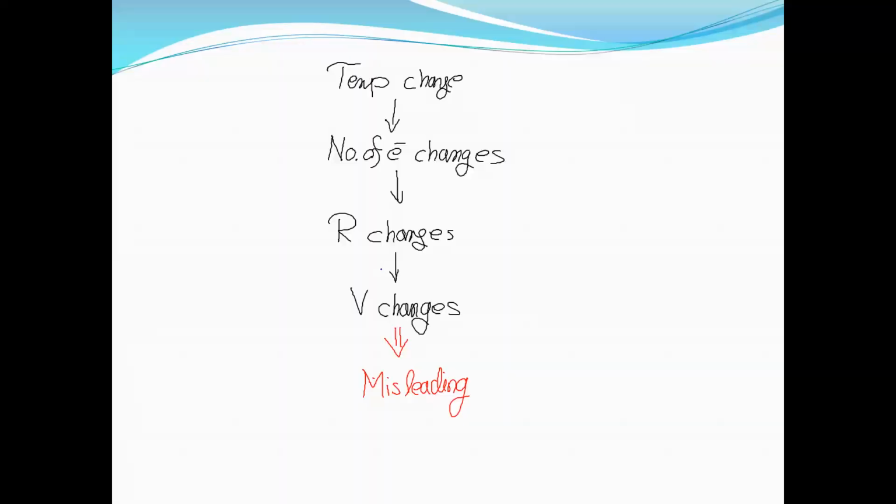Now, you have to write under it that Hall probe does not respond accurately when temperature is changing. Now you have to copy this screen.